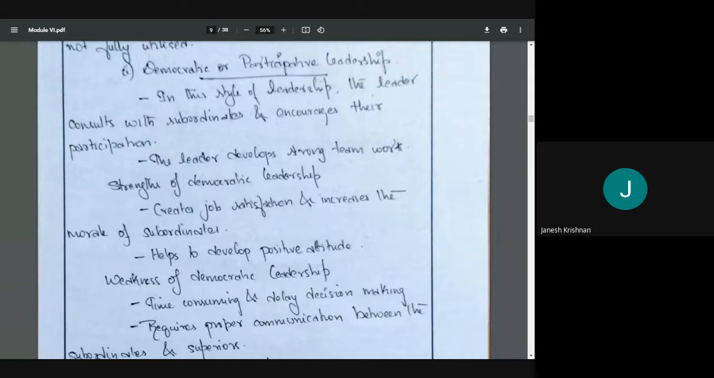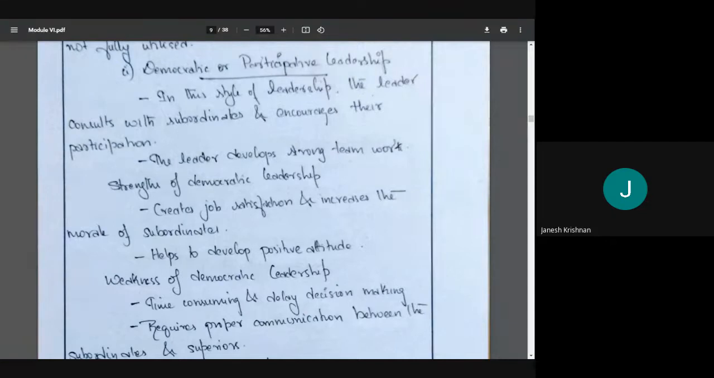And what are the strengths of this style? It creates job satisfaction and increases morale of the subordinates. Helps to develop a positive attitude. Why? Because subordinates are heard. Okay? They are listened to. So they have an input. So they know they have a decision making role in the company. Right? So that makes them happier. So that will give them more and more satisfaction. Rather than obeying someone, they can also give their 2 cents, or they can give their opinion. So that will create better job satisfaction and that will increase the morale and overall that will develop a positive attitude.